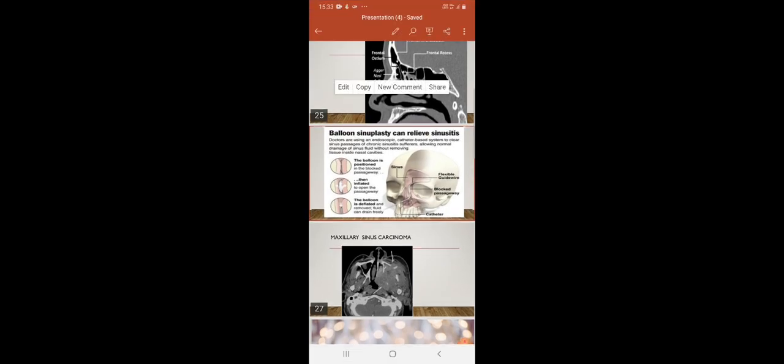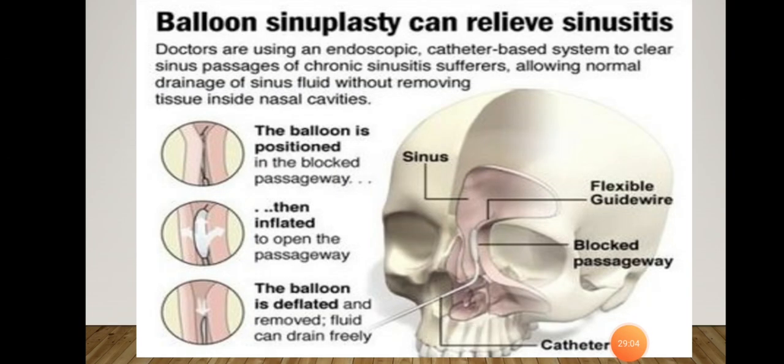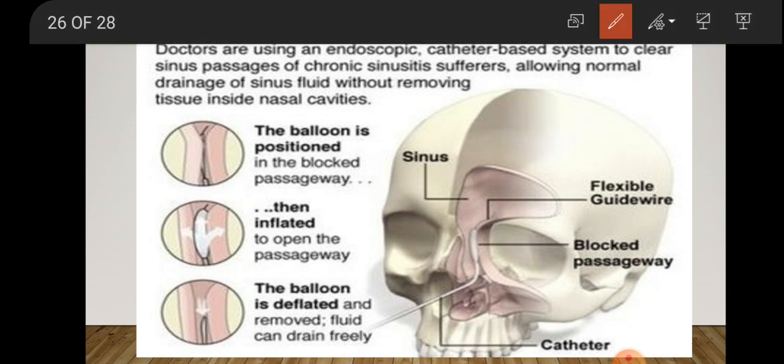Yes. And this is the latest surgery, the balloon sinuplasty, which can relieve the pain in sinusitis, where an endoscopic catheter is passed to clear the blockage. It is similar to angioplasty in coronary heart disease. See, the balloon is introduced, then it is inflated, and then it is deflated.